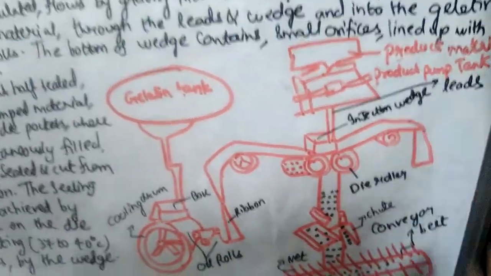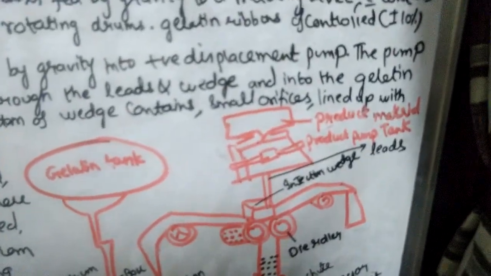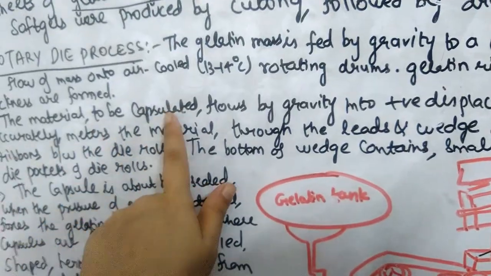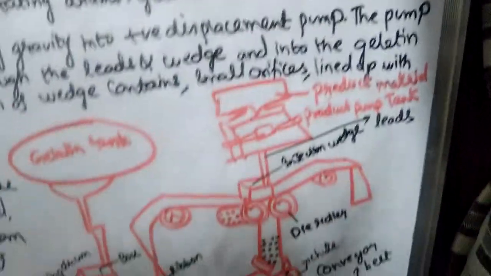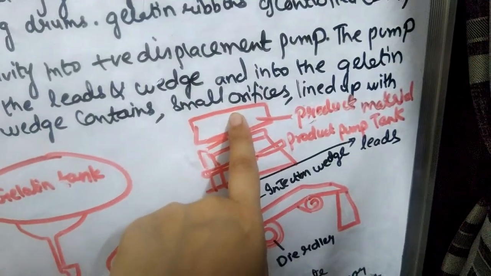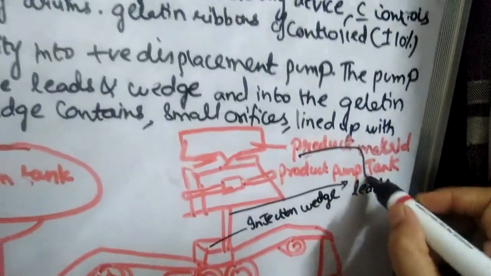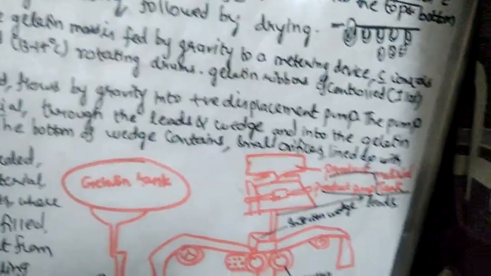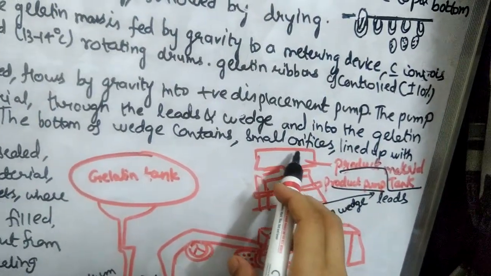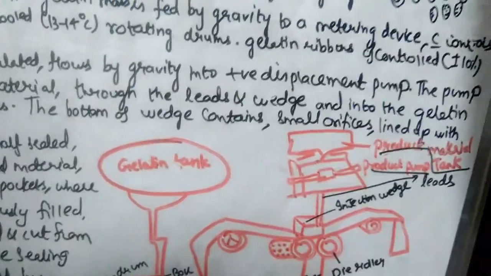Now let's see the product, that is the material to be encapsulated, the product which you want to fill in the capsule. The material to be encapsulated flows by gravity into a positive displacement pump. I have told you, this is a product material tank and this is a product pump.